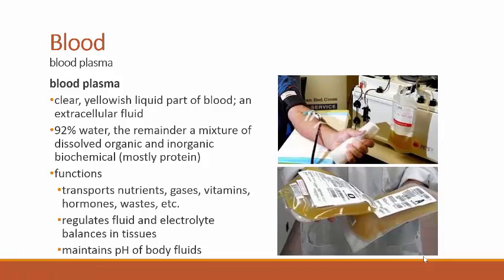And because there is good communication between the peripheral tissues and the blood plasma, it regulates the fluid and electrolyte balances in those tissues and maintains body pH, or pH of the body fluids.